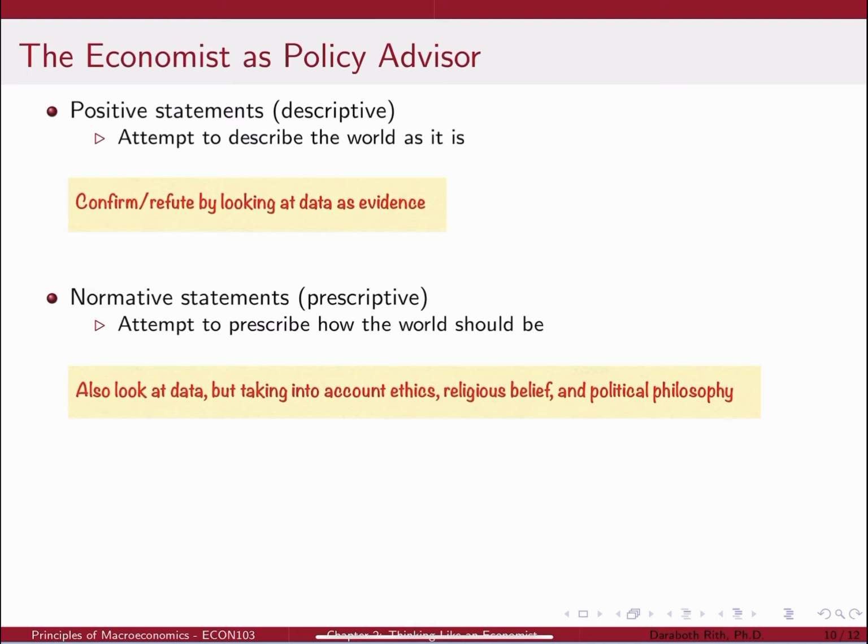Whereas a normative statement, or prescriptive, attempts to prescribe how the world should be. The economists following this belief express the claim by looking at the facts, but they also take ethics, religious belief, and political philosophy into consideration.